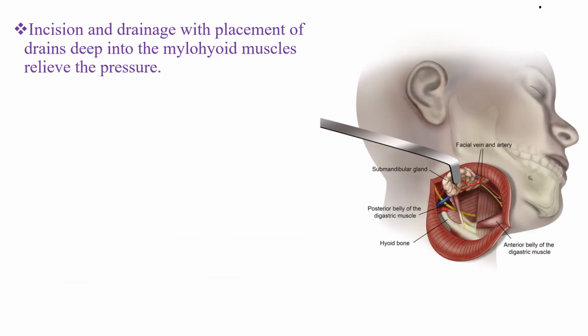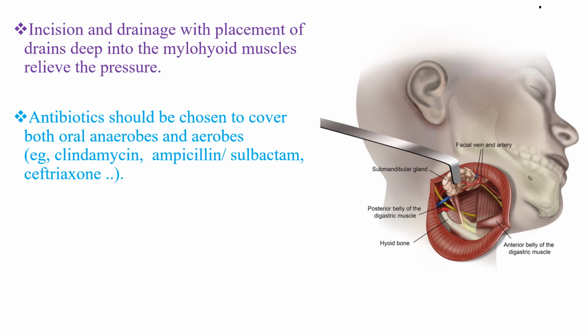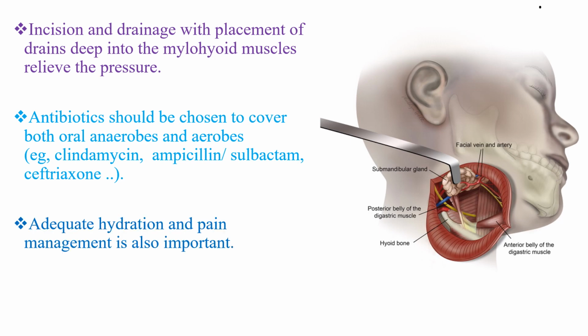Incision and drainage with placement of drains deep to the mylohyoid muscles relieves the pressure. Antibiotics should be chosen to cover both oral anaerobes and aerobes, such as clindamycin, ampicillin-sulbactam, and ceftriaxone with anaerobic coverage. Adequate hydration and pain management are also important.